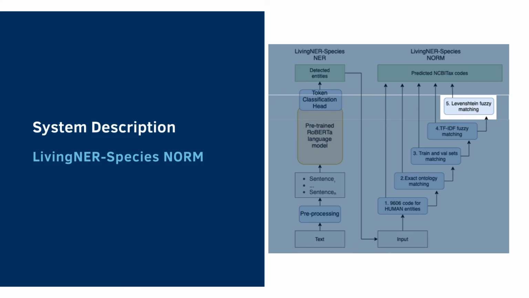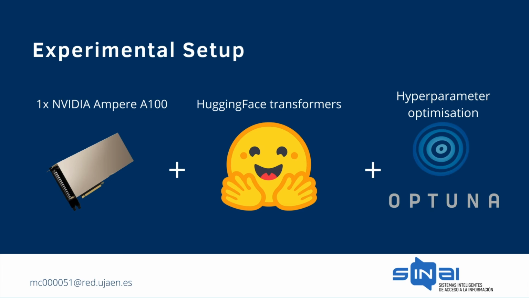Finally, all remaining entities were tagged with codes if the Levenshtein distance between the mention and the code description was greater than 0.95. All entities that remained uncoded were assigned the no-code label as the mentions that are out of the NCBI taxonomy scope. All the transformer models were fine-tuned on a single NVIDIA Ampere A100 GPU by making use of the Hugging Face's transformers Python library.